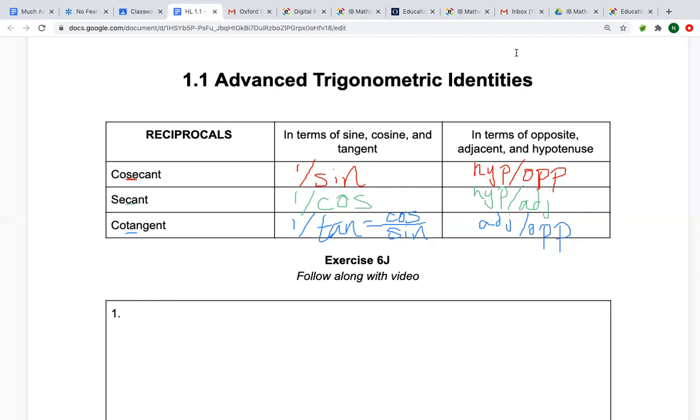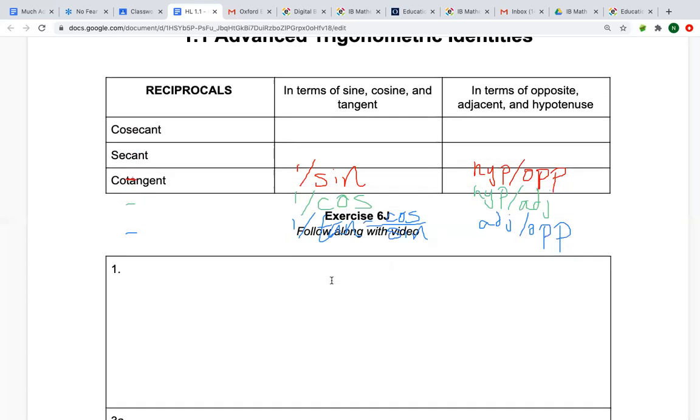So here we're going to look at exercise 6J. The problems are in an image on the other side in Google Classroom. And I would like you to do the rest of the problems that I don't do, and then turn in a picture of that on Google Classroom, okay? But first I'm going to go through just a couple of the examples here.